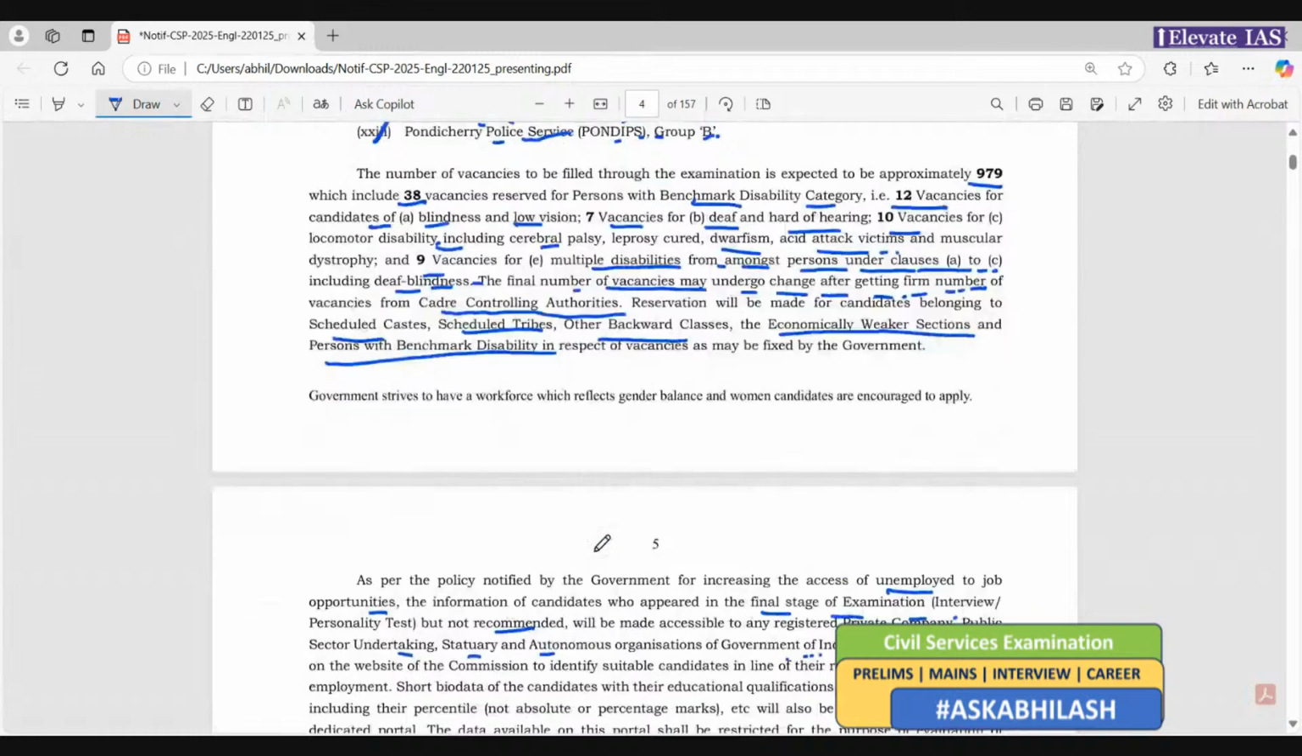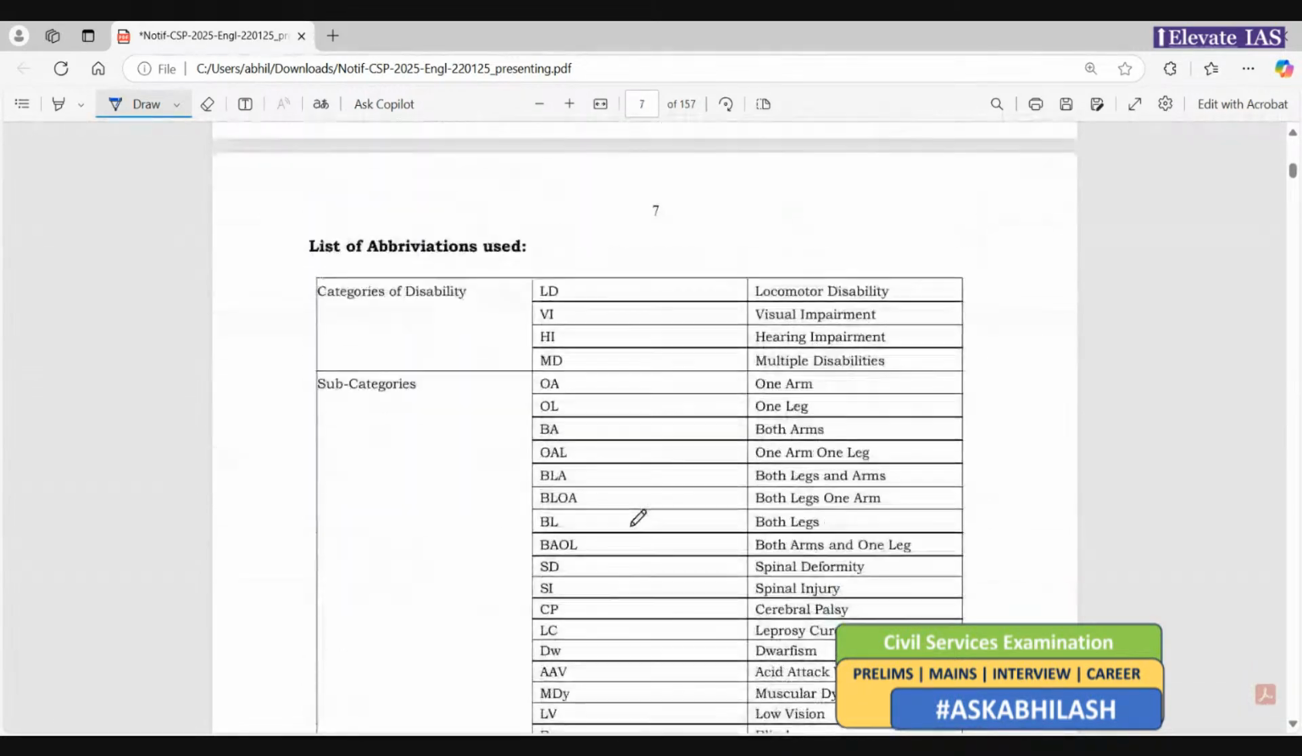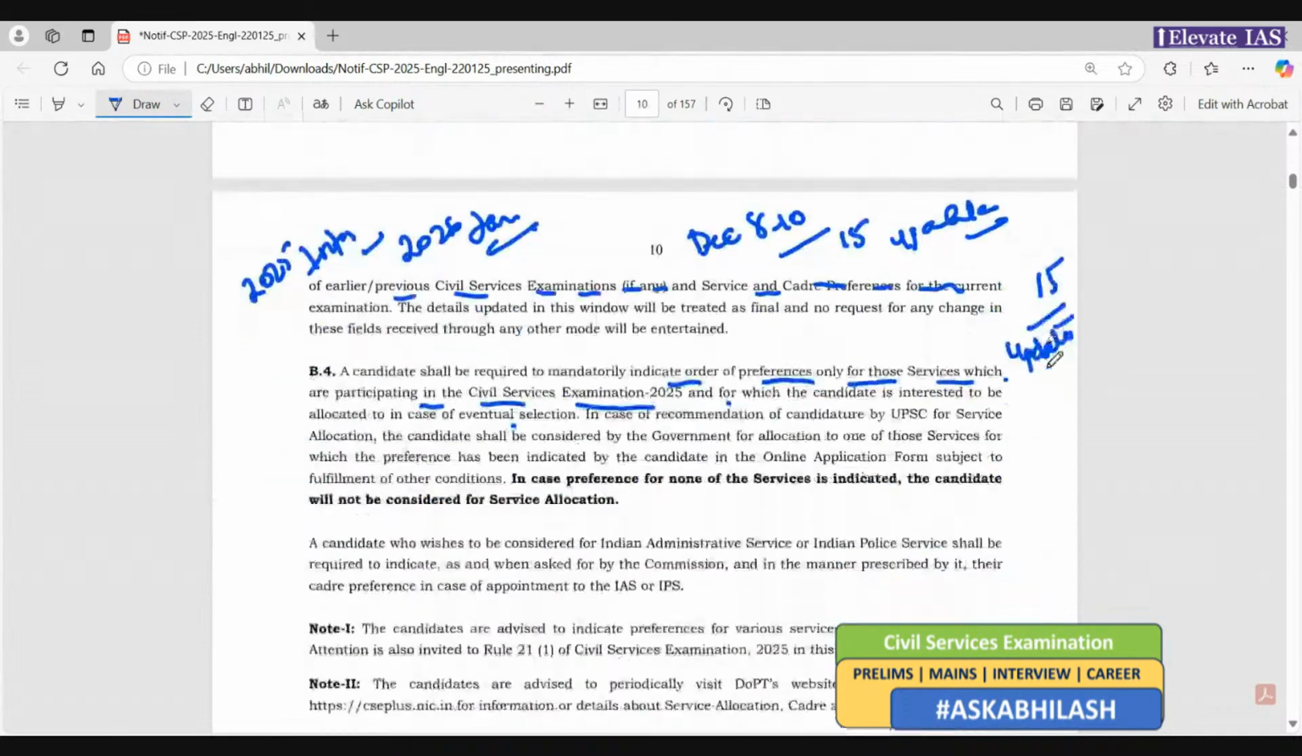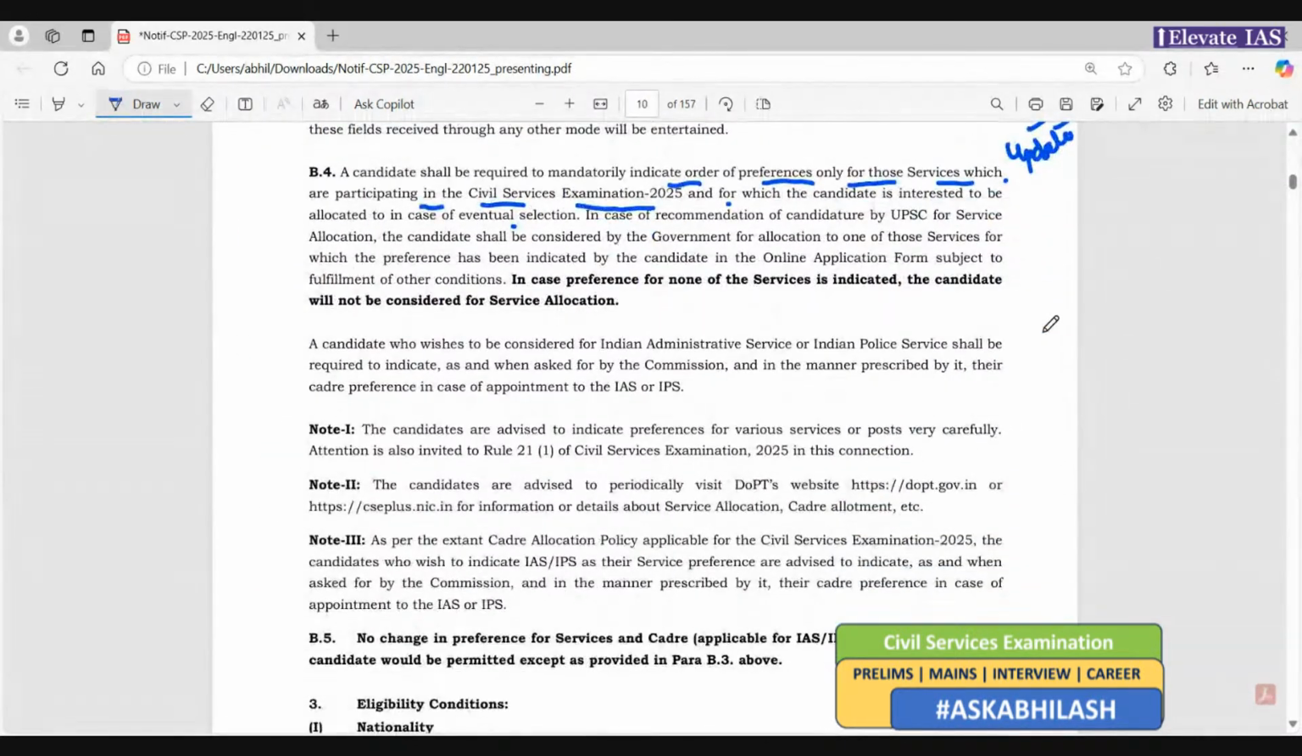So this is the total list of services you have to choose from, and in the examination you are giving now, you have to select these cadres. In case preference for none of the services is indicated, the candidate will not be considered for service allocation. Ensure that you fill in the services, and after that, when you get the opportunity as per your rank, you will have an opportunity to accept or not accept.